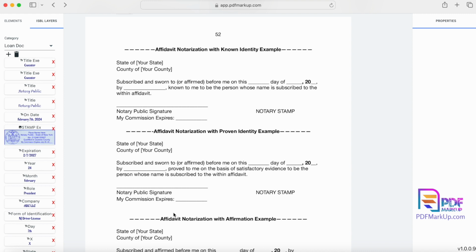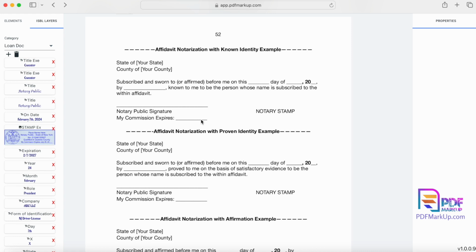All right, so affidavits: notarization with known identity example. These examples illustrate different scenarios where an individual's identity is confirmed either through personal knowledge of the notary or through satisfactory evidence such as identification documents. The affidavit is then either sworn to or affirmed, depending on the signatory's preference or legal requirements. So let's go.